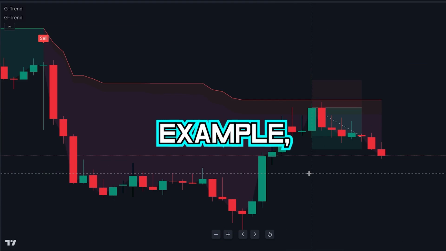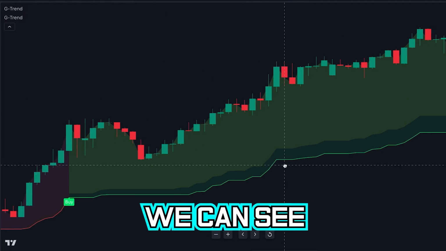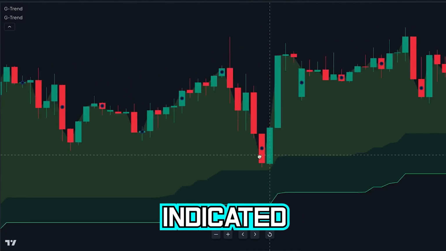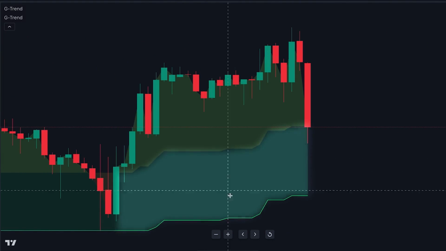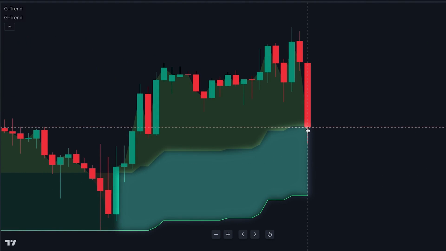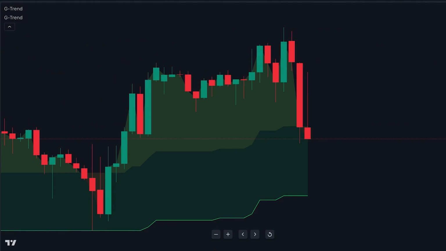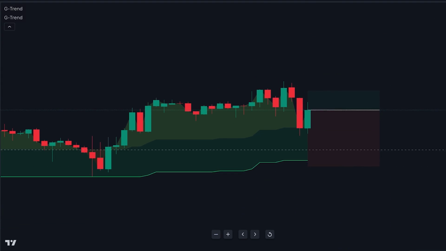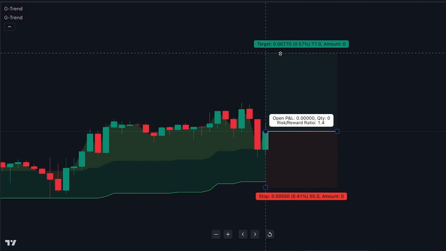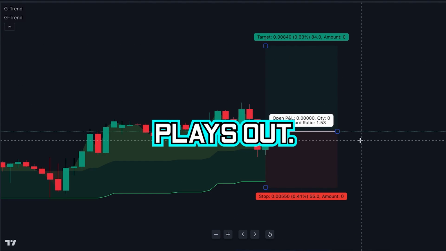Now, for a buy example. At this point, we can see the market is in an uptrend indicated by the outer trend and inner line being bullish. Price has now returned to the execution pocket. We will now wait for price to show signs of bullish reaction. Then we will set stops below the level and target a 1.5 risk to reward ratio. And let's see how the trade plays out.